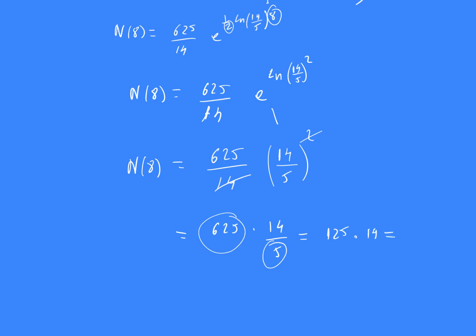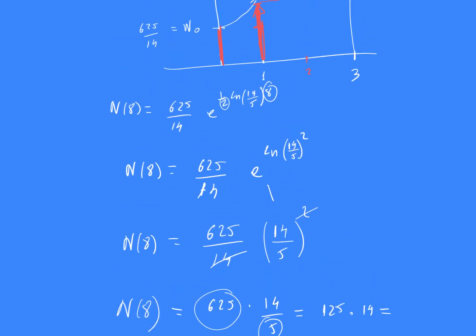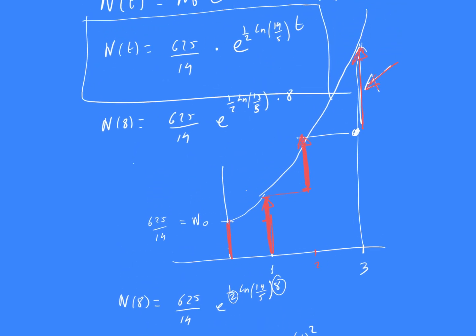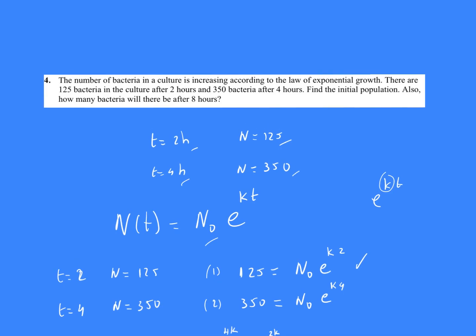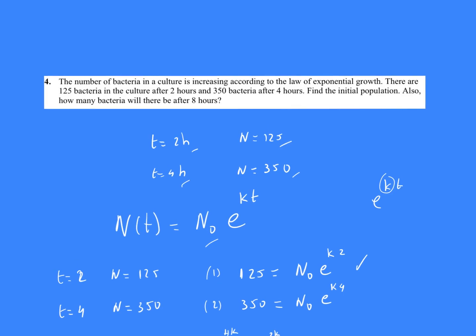And now you can use the calculator. 125 by 14, whatever it is, this is the number N at the time 8, and you see how the number of bacteria have grown up. So I don't remember what is here. After 8 hours, the population of bacteria will grow up. Incredible. Okay, let's go to the next problem.